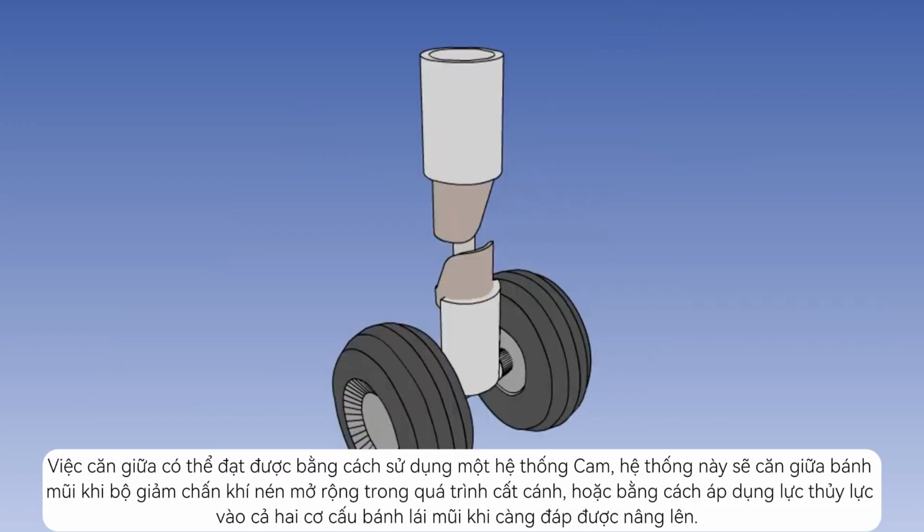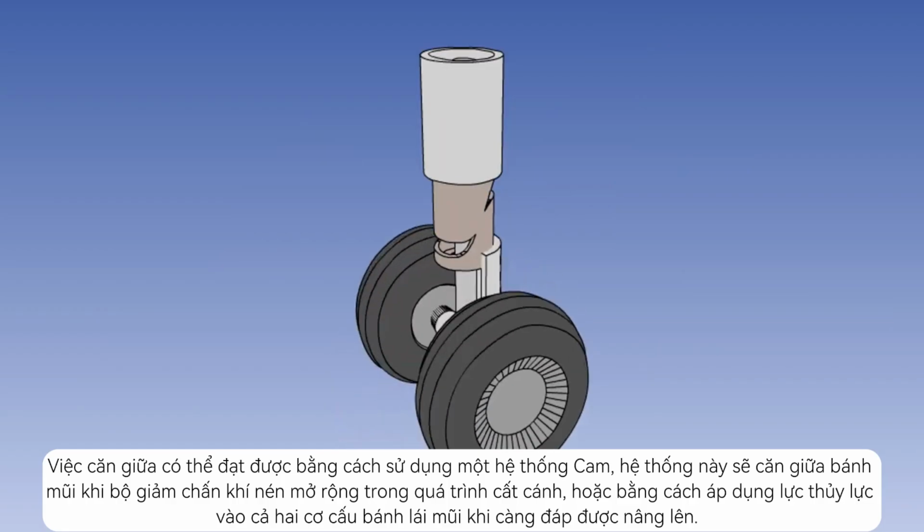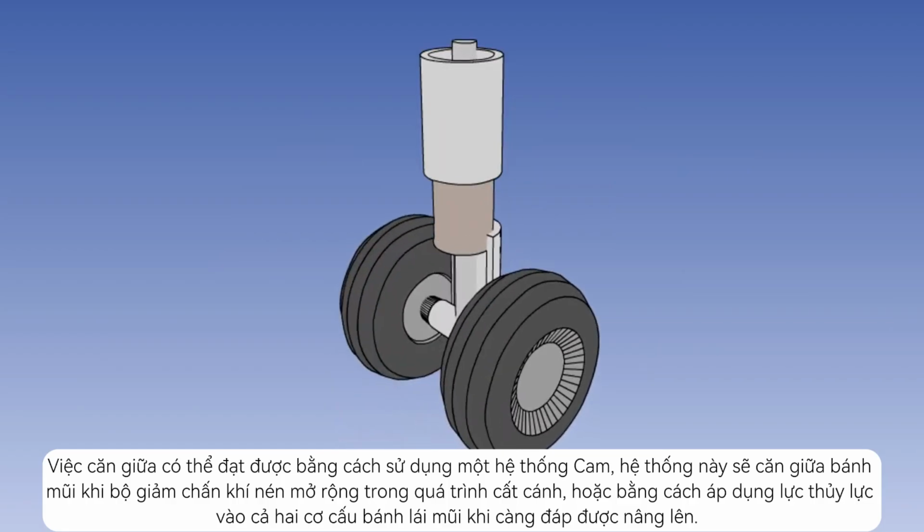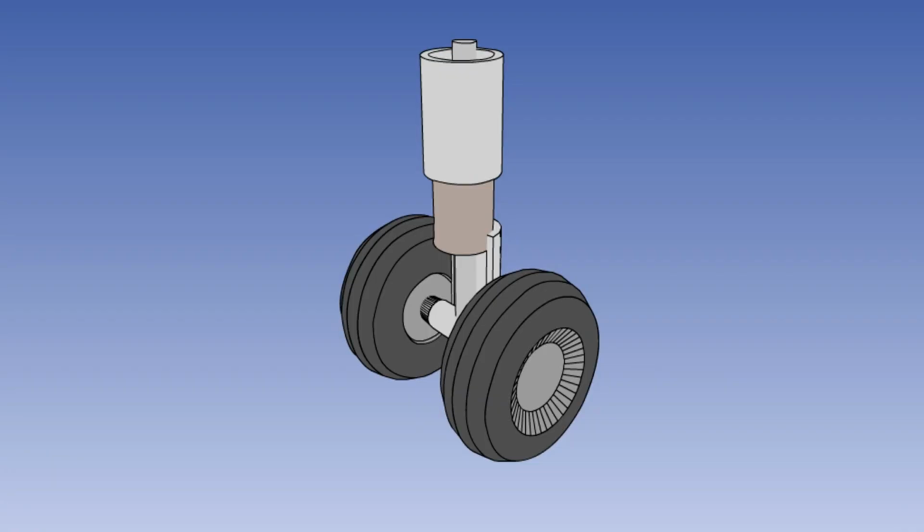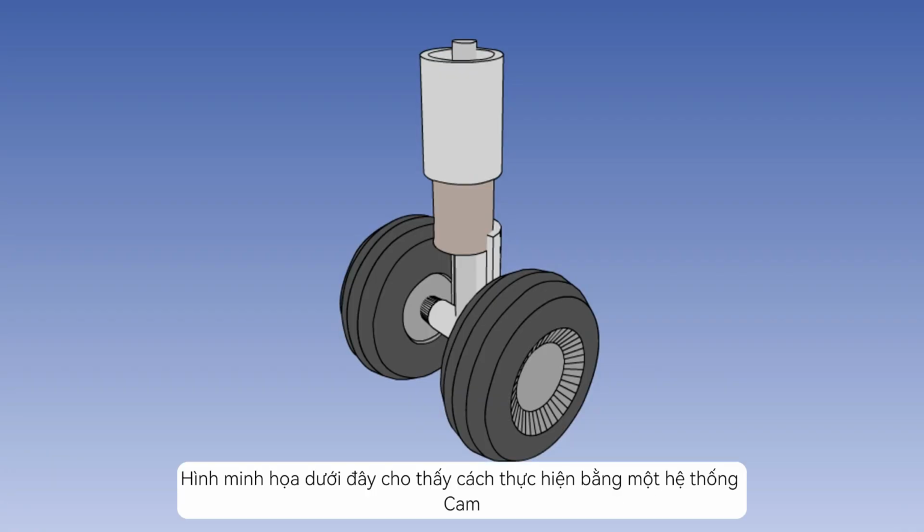Centering is achieved by either a cam system, which centers the nose wheel as the oleopneumatic strut extends on takeoff, or by hydraulic power being applied to both the nose wheel steering actuators when the landing gear is selected up. The graphic here demonstrates how it may be done using a cam system.